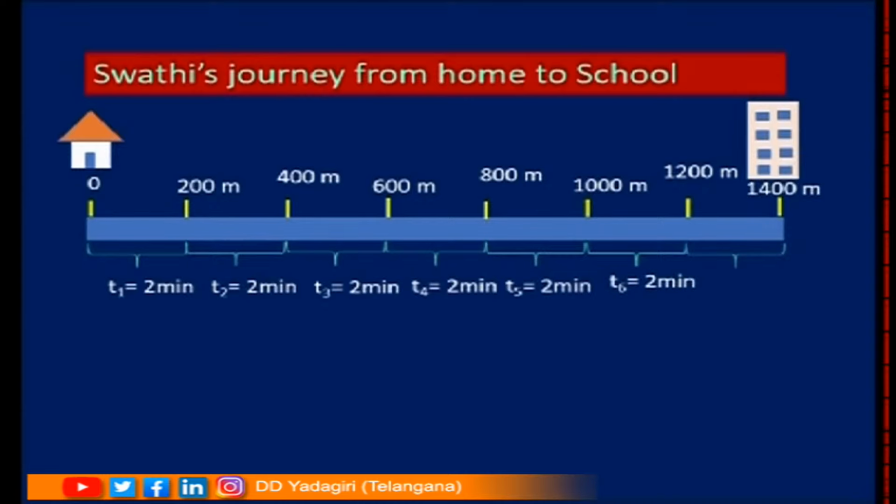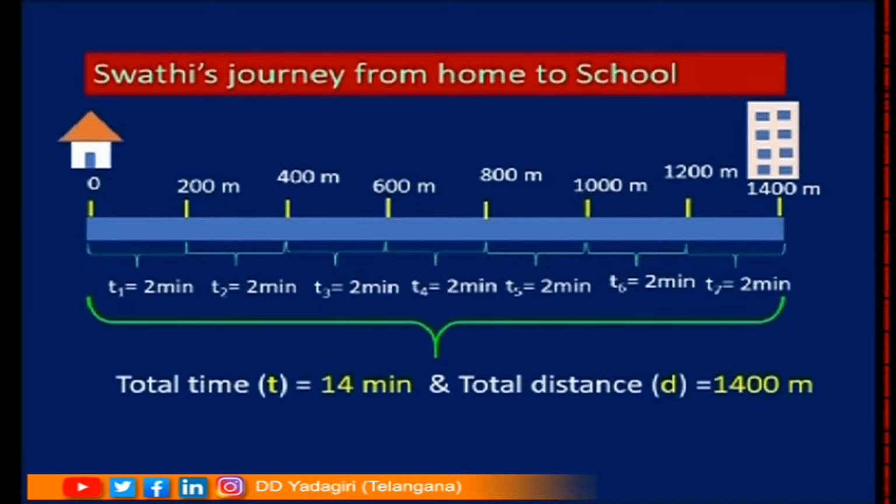So what is the total time and what is the total distance she travelled? The total time taken is 14 minutes. Add all the time intervals and you will get the total time, and the total distance she covered is 1400 meters from her home to school. So now try to draw the graph for Swati's journey.